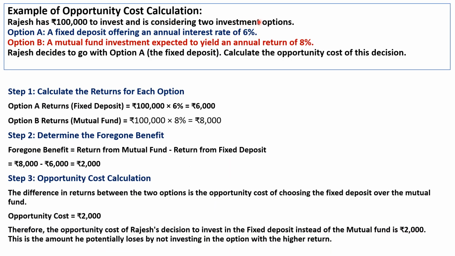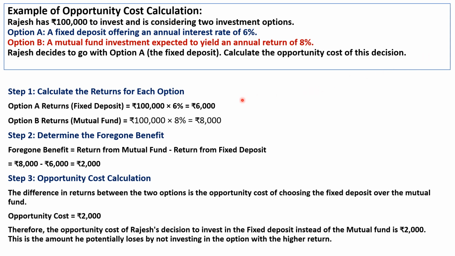Now let us see an example of opportunity cost calculation. Mr. Rajesh has 100,000 to invest and is considering two investment options. Option A, a fixed deposit offering an annual interest rate of 6%. Option B, a mutual fund investment expected to yield an annual return of 8%. Rajesh decided to go with option A, that is the fixed deposit. Calculate the opportunity cost of this decision.